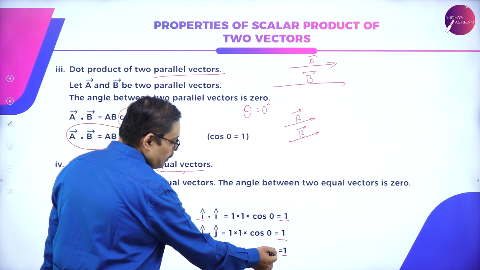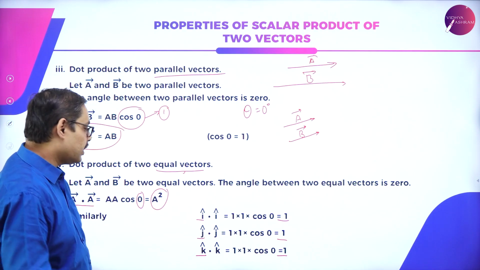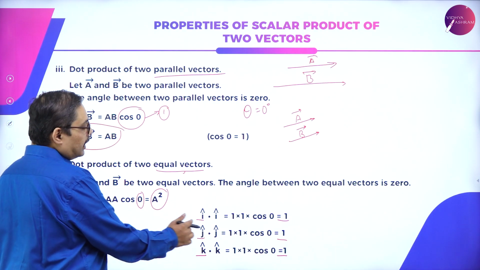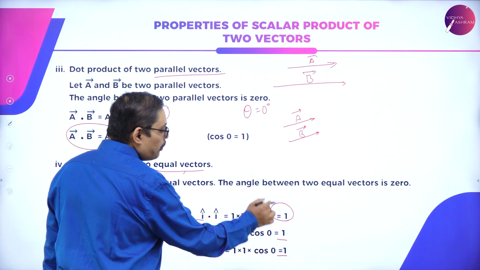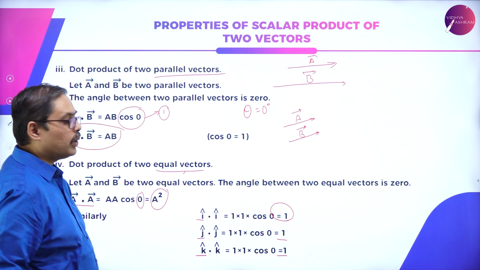K cap into k cap will be 1. Okay. So whenever there are equal vectors, you can see that the components of unit vectors along x, y and z axis will be 1.